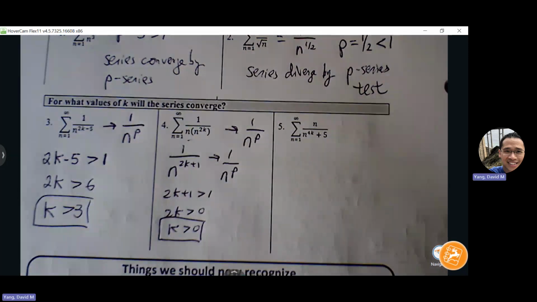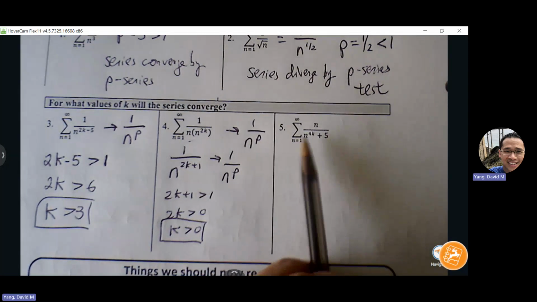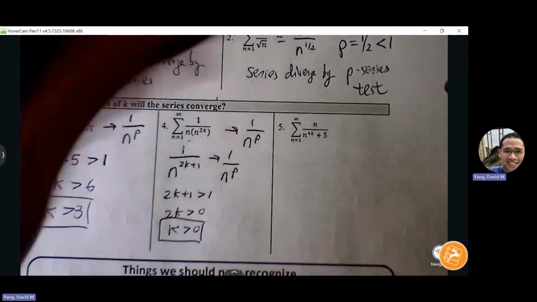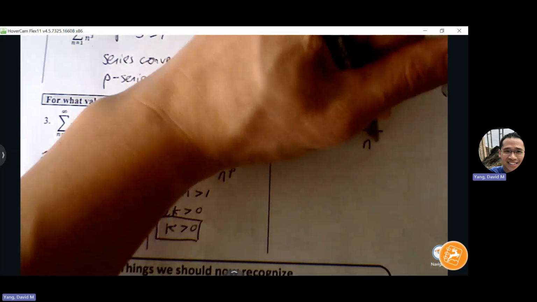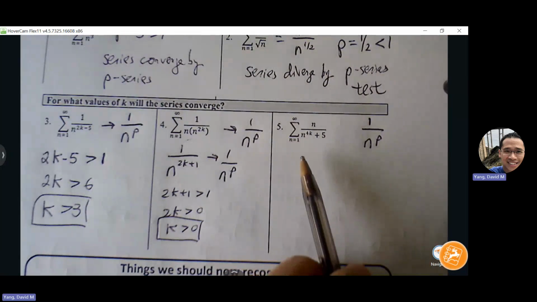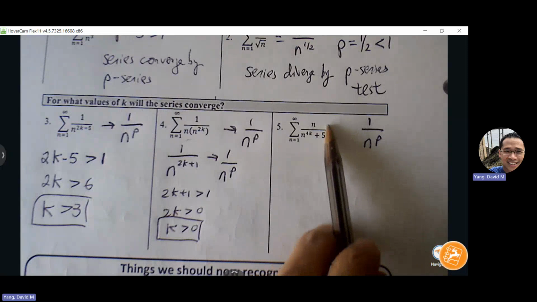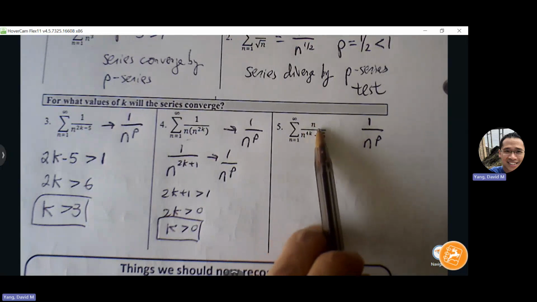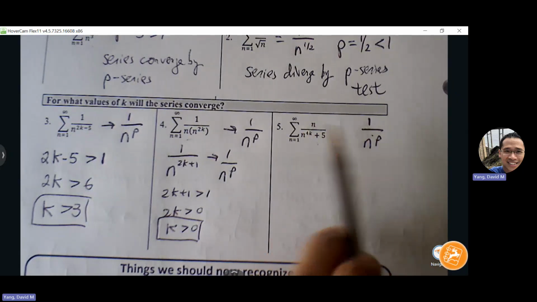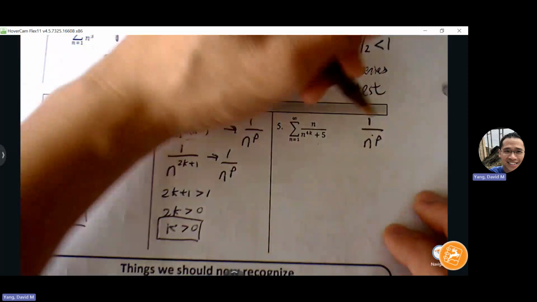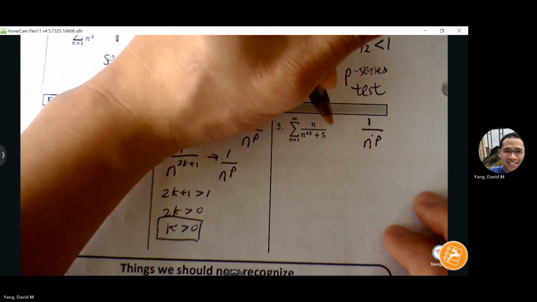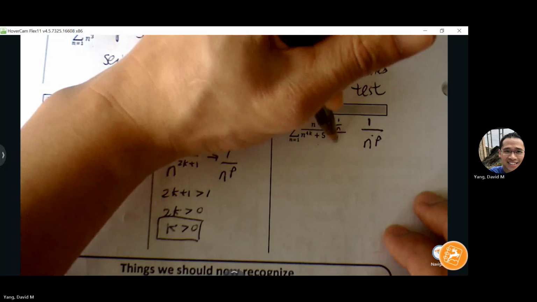Okay, for number 5, this looks a little bit different here because it doesn't quite fit into that 1 over n to the p as well. But what we can do is we basically want a 1 in the numerator. So what can I do to all 3 terms here to get a 1 in the numerator? Divide by n, right? Or multiply by 1 over n.